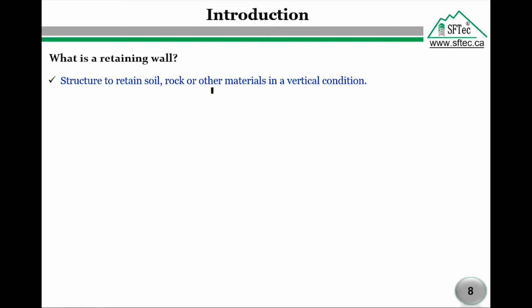Now I will talk about retaining walls. What is a retaining wall? A retaining wall is a structure to retain soil, rock, or other material in a vertical condition. So it provides lateral support to vertical slopes of soil that would otherwise collapse into a more natural shape. What are the types of retaining walls?